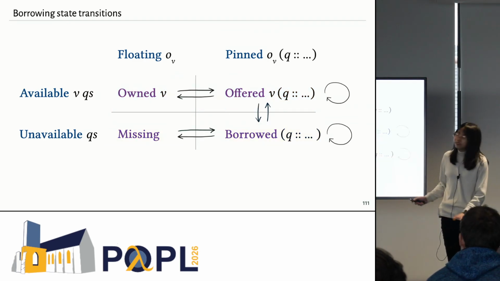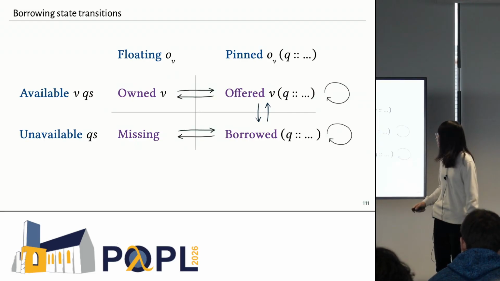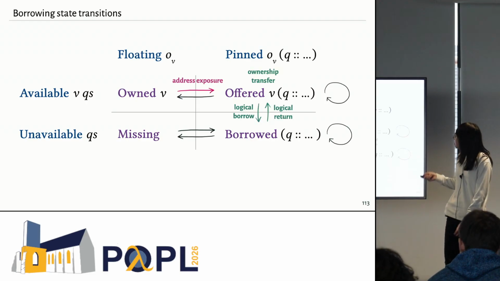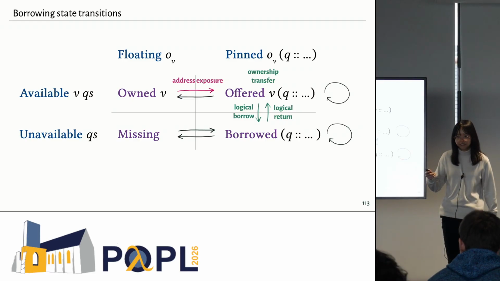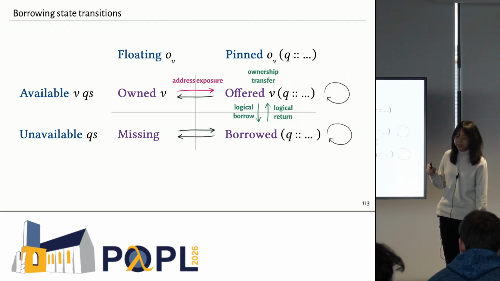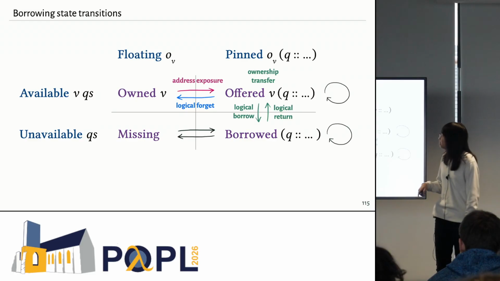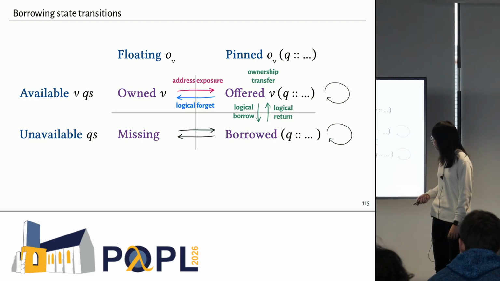There are a lot of transitions among these borrowing states, and we already know some of them. For example, from owned to borrowed, we know it's pointer exposure. And then between offered and borrowed, we know that it's ownership transfer: you can go down to the borrowed state by a logical borrow, and you can go back by a logical return, and you can go back and forth, back and forth. And then we know that from offered to owned, we are going to forget about the exposed pointer. We do the logical forget here.